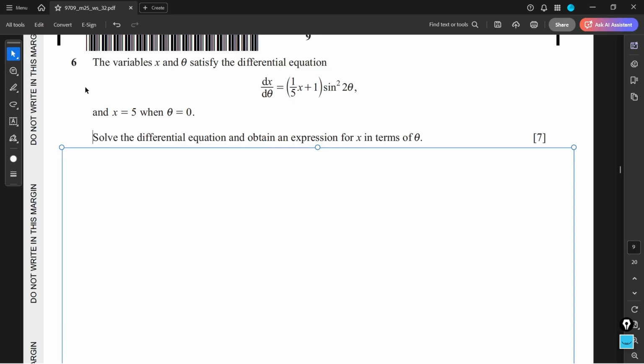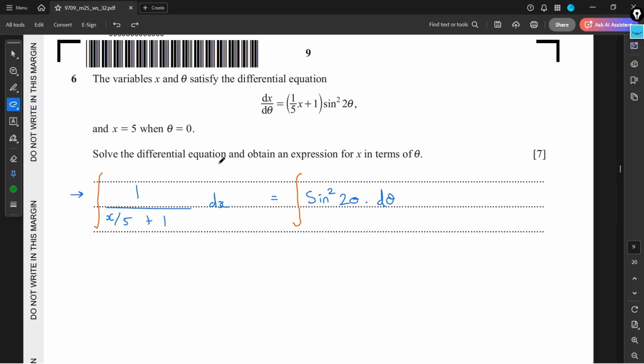Now for the sixth question, we are given the differential equation which we need to solve and obtain the expression for x in terms of theta. And we also have this information that when theta is equal to 0, x is equal to 5. We'll utilize this information to find the integration constant in the process of solving the differential equation. So let's see how we can solve this.